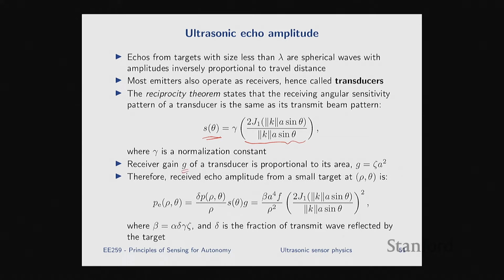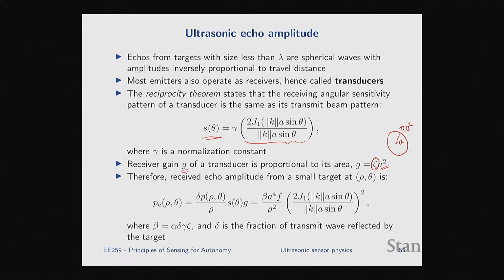So that gain factor of the receiver is some constant, I'm calling it zeta times a squared. So a squared is kind of like a measure. If it's a circle of radius a, then pi a squared is the area. So I'm just lumping the pi into that constant. So some constant times a squared is a measure of the gain of your receiver.